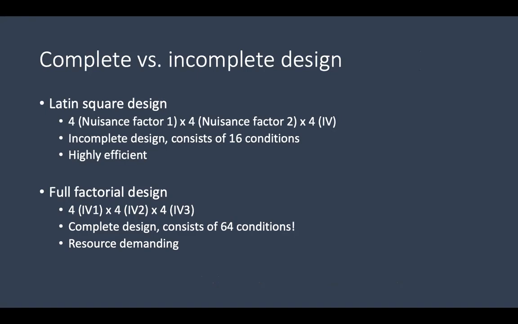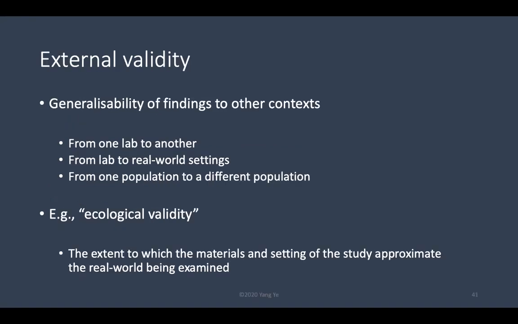Similarly, you can have 16 cells to tease apart 2 factors of 4 levels instead of 64 groups, right? So the Latin square design is really very efficient. We wouldn't have time to go through how the Latin square is created, but if you're interested, you can just use Google to find out how Latin squares are created for this kind of design. And a complete design will require 64 conditions, right? So we need more resources.